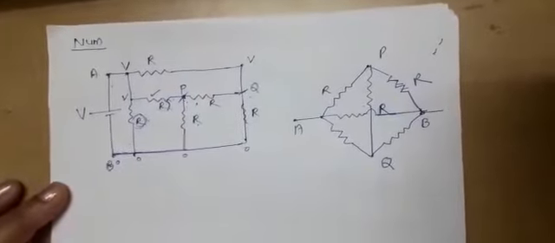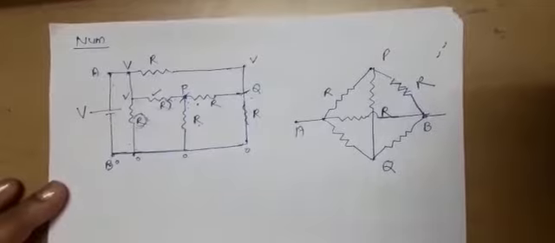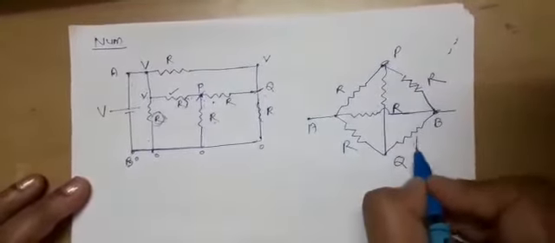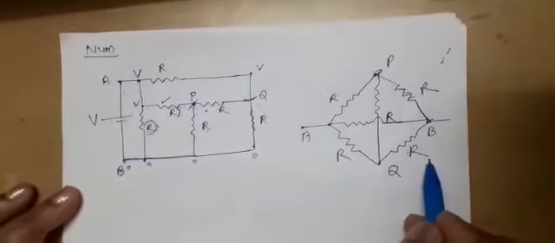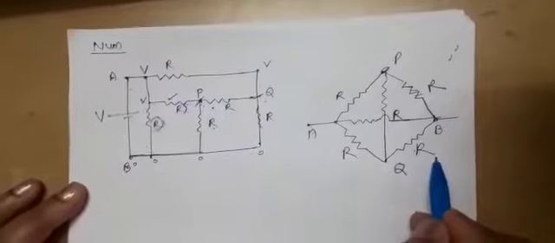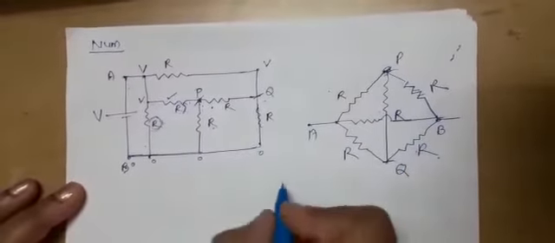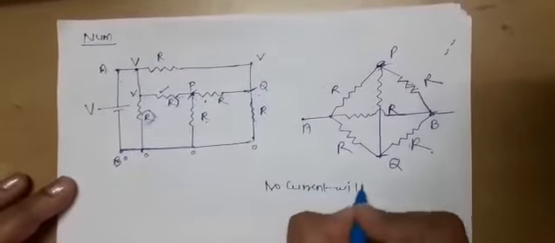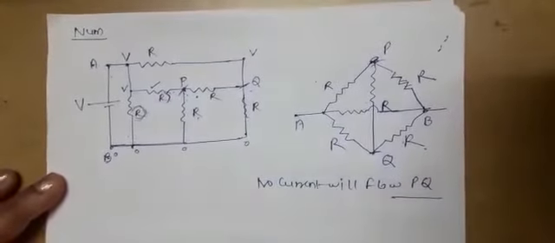Now, as per this circuit, what you have to see is that the ratio of all the resistances is equal. This R upon R, R upon R, means the condition of a balanced Wheatstone bridge will be satisfied. So no current will be flowing through PQ. No current will pass through PQ.